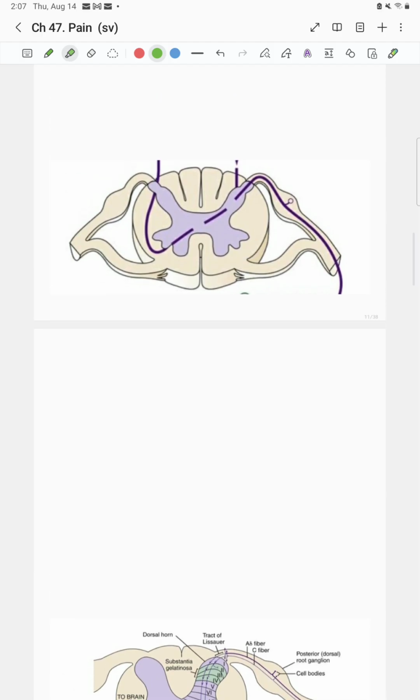This one is a reminder of where pain and temperature come into the dorsal nerve root, into the dorsal horn, and it crosses over at the level of the cord and then goes up to the brain for all that interpretation.